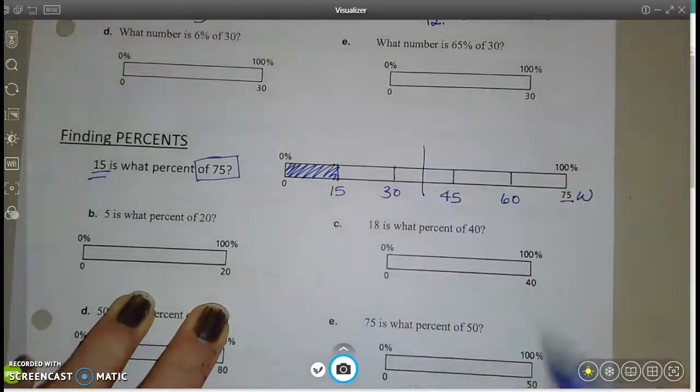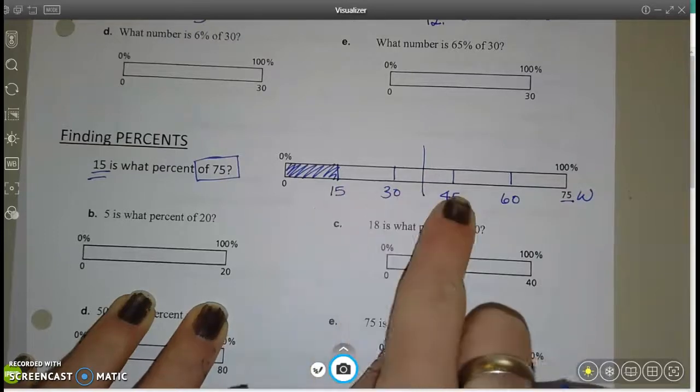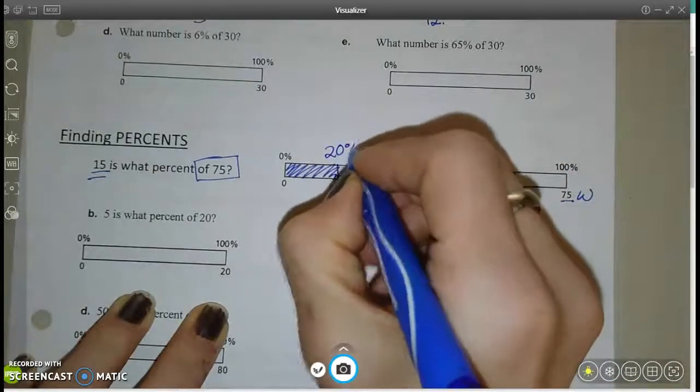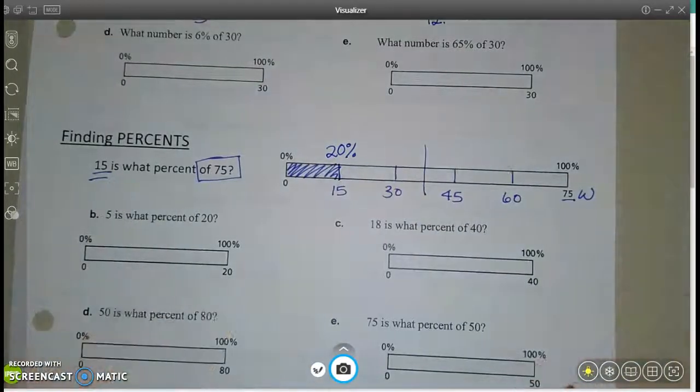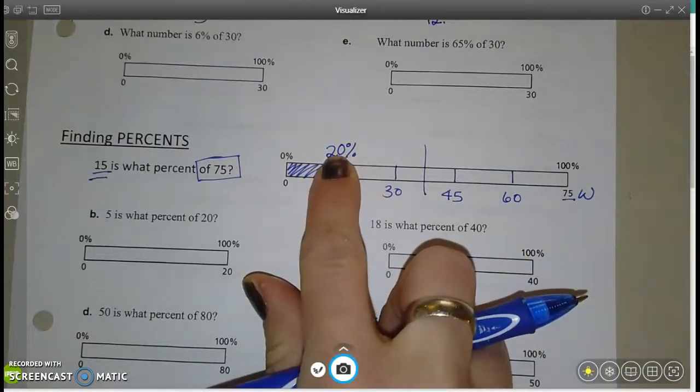So 50% might be about here. You could calculate it, since I notice that 15 goes into 75 5 times. You might know that that's 20%, or you could just make an estimate or a guess. So now we're looking at what percent is it?